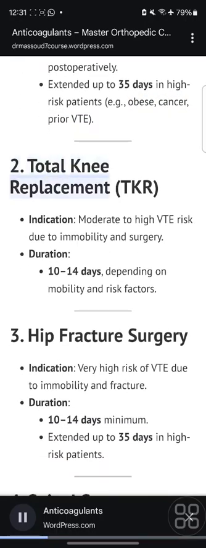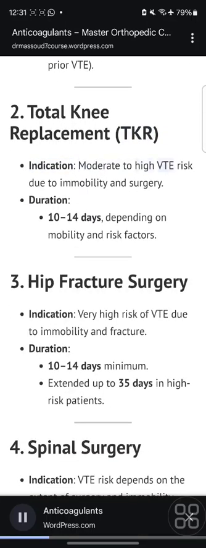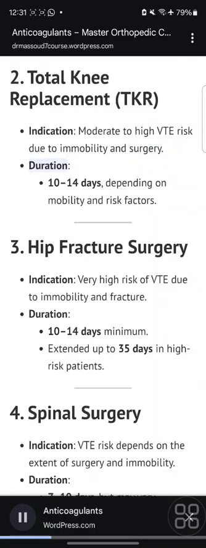2. Total knee replacement, TKR. Indication: moderate to high VTE risk due to immobility and surgery. Duration: 10 to 14 days, depending on mobility and risk factors.